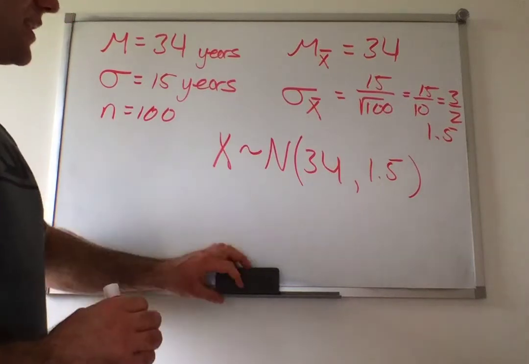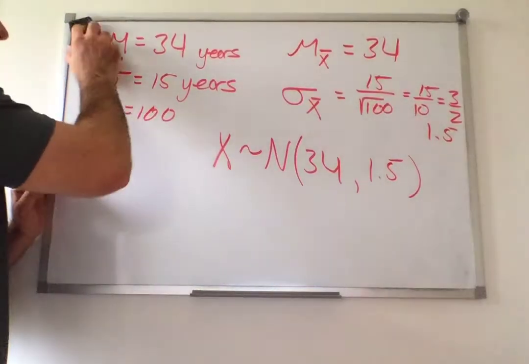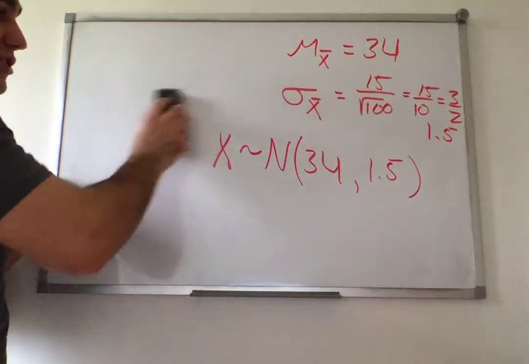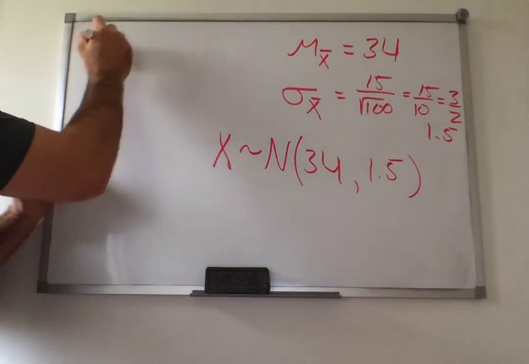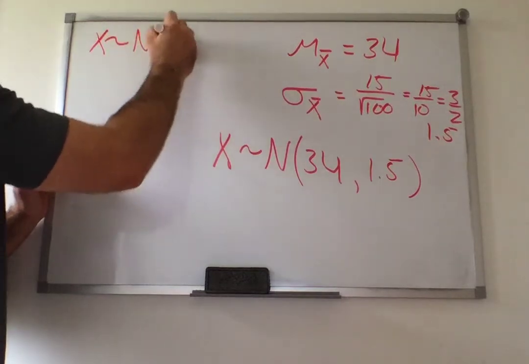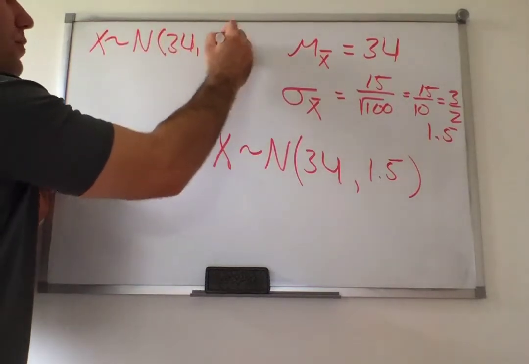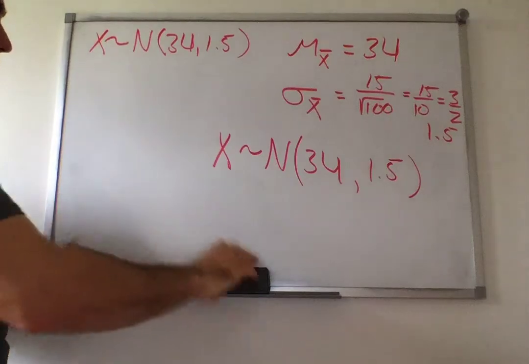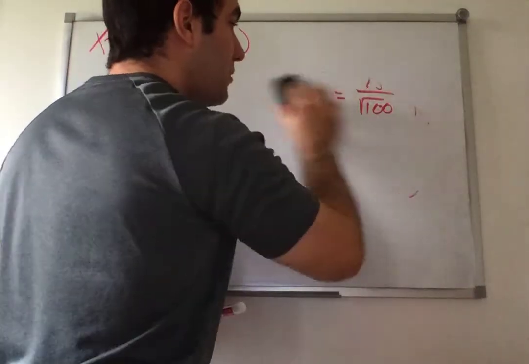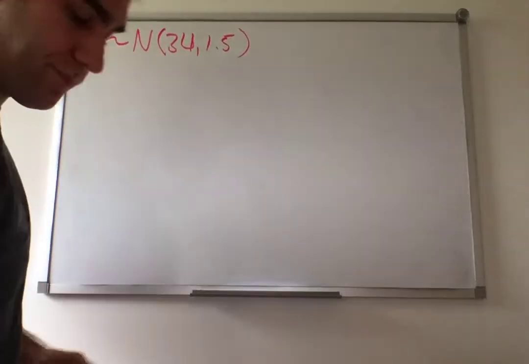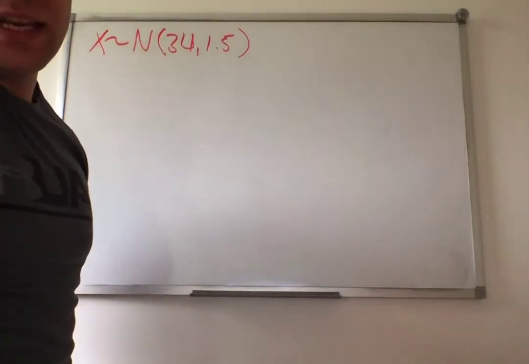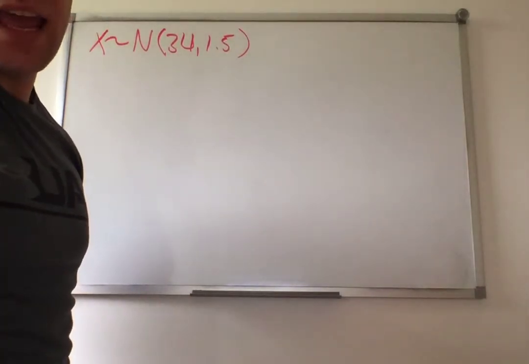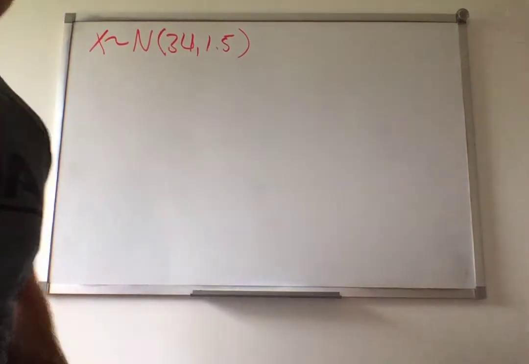Now it asks us questions to find probability. We don't need this information here. We could actually just have this piece here. I'll write it over here: x bar is approximately normal, 34, 1.5. So that tells us the information that we need to compute the next part, part C. Find the probability that the sample mean age is more than 30 years old.